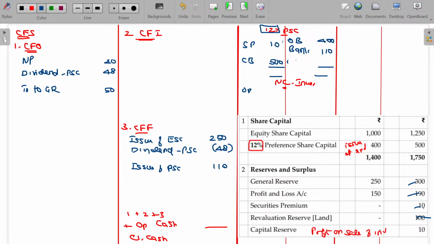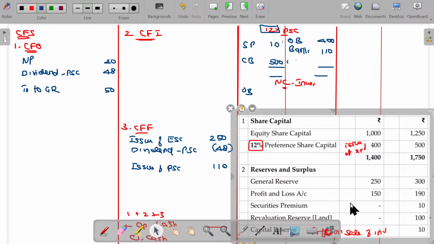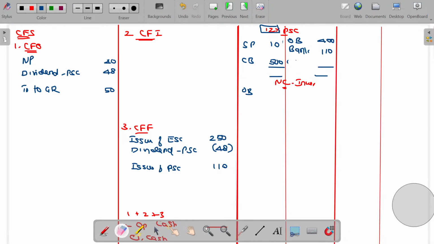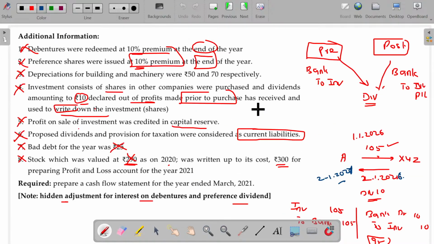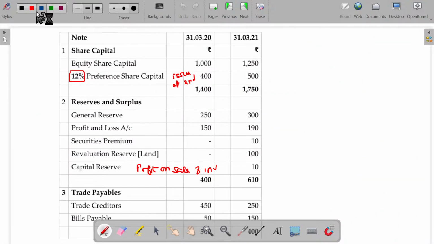Opening balance debit side. Opening balance debit side. Closing balance credit side. Profit gives rise to non-current investment, 10 rupees, and this is transferred to the CR account. So nowhere will it come; it is cross-checked and cancelled with the CR account here. Okay, this one is over. Schedule number 1 and 2 over.